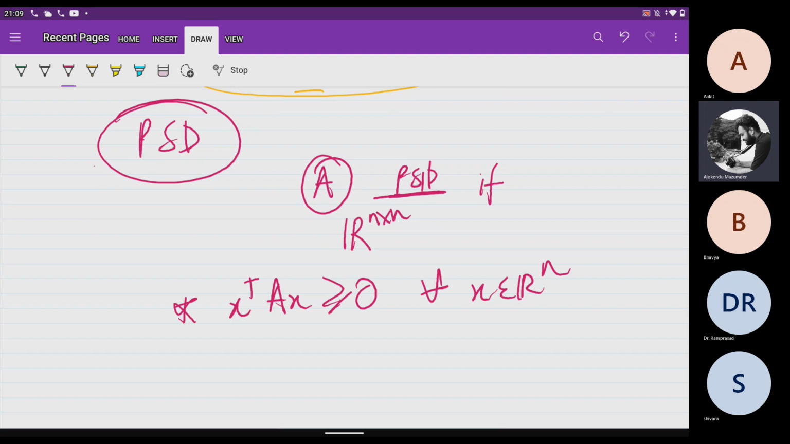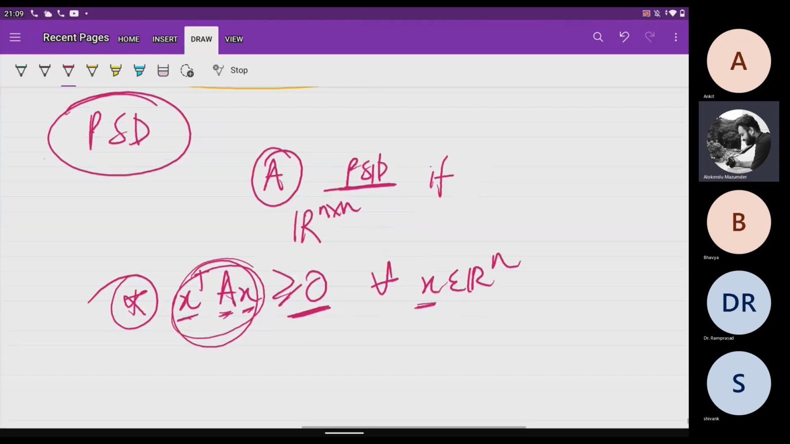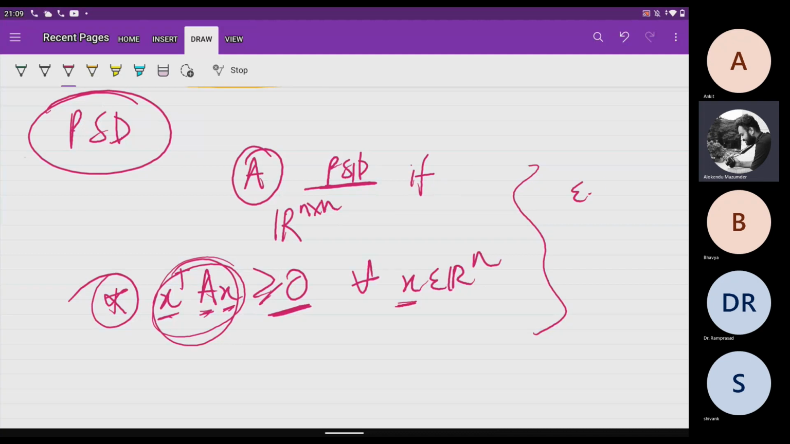This is the basic definition of positive semi-definiteness: a matrix is said to be positive semi-definite if I can take any n-dimensional vector and do this particular math, I will always end up getting some value which is equal to or greater than 0, for any vector in n-dimensional space. And it has some nice properties, such as its eigenvalues are always greater than or equal to 0. So this is known as PSD.